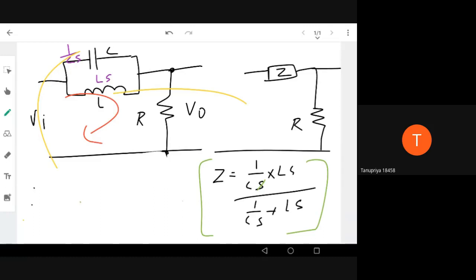Now what is V out in terms of V in? You know, V out equal to V in into R divided by R plus Z. R divided by R plus Z, right? So what happens?